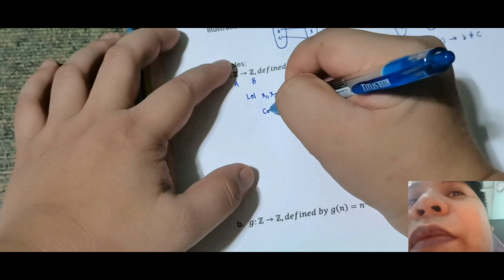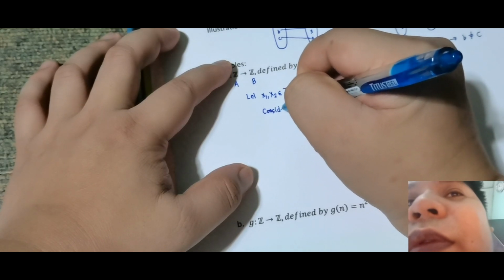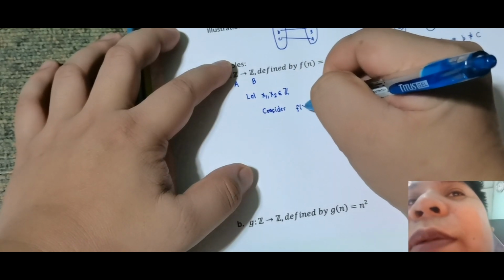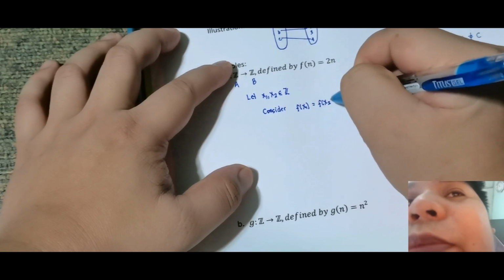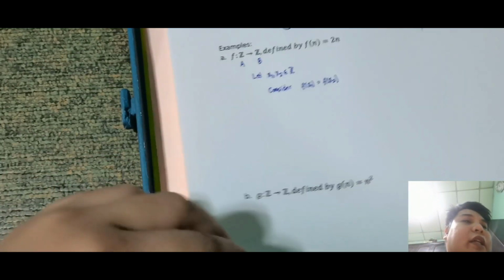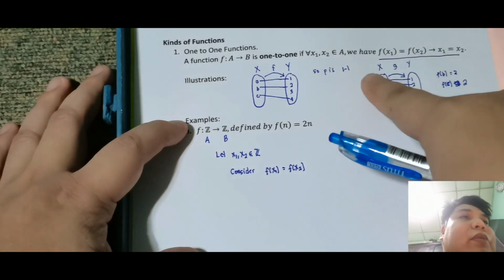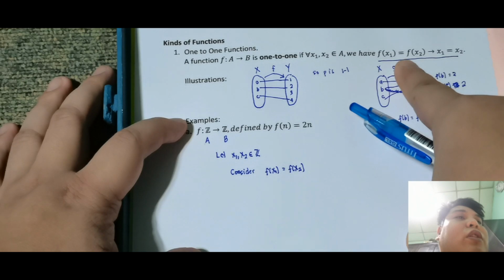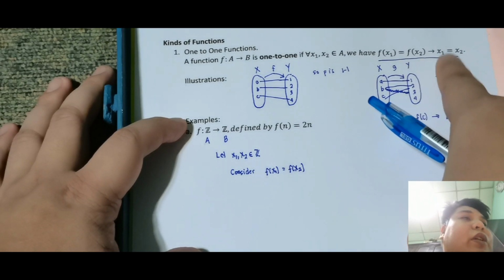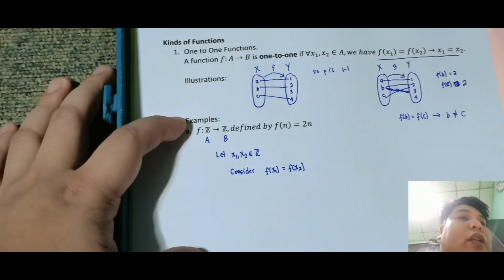So, consider natin f of x sub 1 equals f of x sub 2. Ngayon, ang tanong, sir, lagi bang ganyan? Yes, laging ganyan. Kung papansinin mo to, this is implication. I-assume ko to na true, isi-show ko na dapat x sub 1 is equal to x sub 2. Ayun yung ibig sabihin nitong 1 to 1.